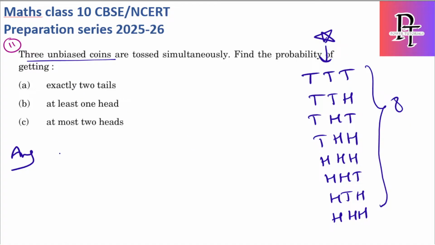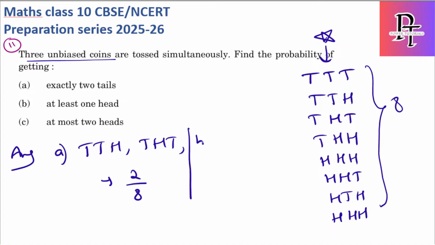3 unbiased coins, exactly 2 tails. So exactly 2 tails, we have TTH, exactly 2, okay, THT. Anything else? We can see exactly only 2 tails. There is no other case. Okay, only 2 cases. So we have only 2 possibilities. So here the probability is nothing but 2, but total cases are 8. Okay, let's see the B part.